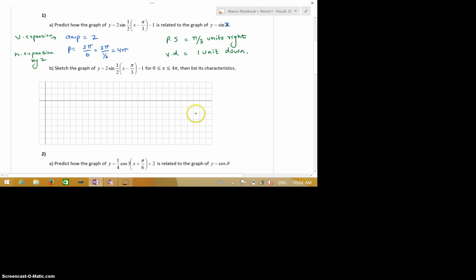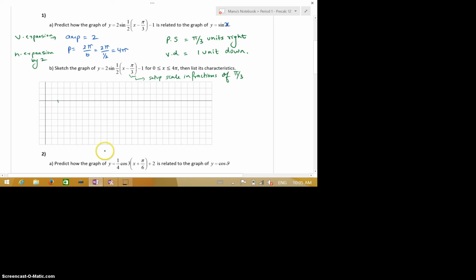So based on this phase shift, I'm going to set up my scale in fractions of pi over 3. So what does that mean? That means I have to go up in increments of pi over 3. I want to maximize the space I use. I want to go from 0 to 4 pi. So let's say every 2 boxes is pi over 3. See if I can fit that in there.